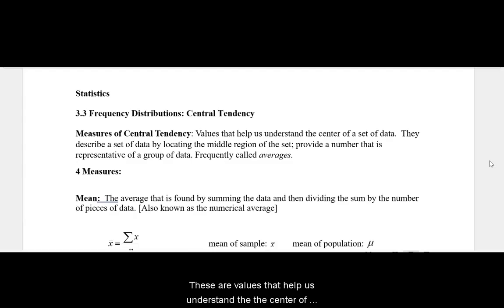These are values that help us understand the center of a set of data, hence the name, measures of central tendency. They describe a set of data by locating the middle region of the set, and provide a number that is representative of a group of data. This is frequently what we call averages. And there are 4 measures that we're going to talk about today.